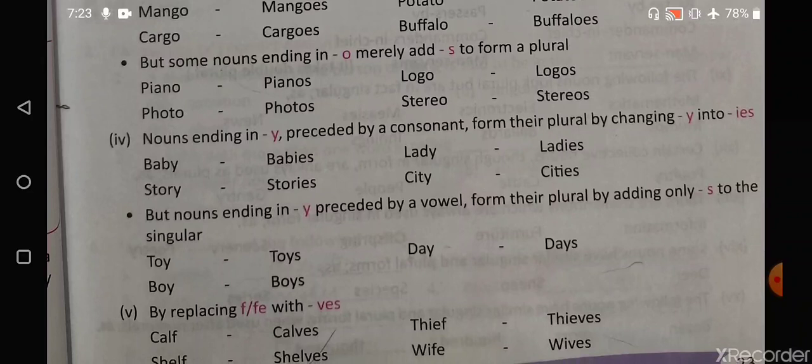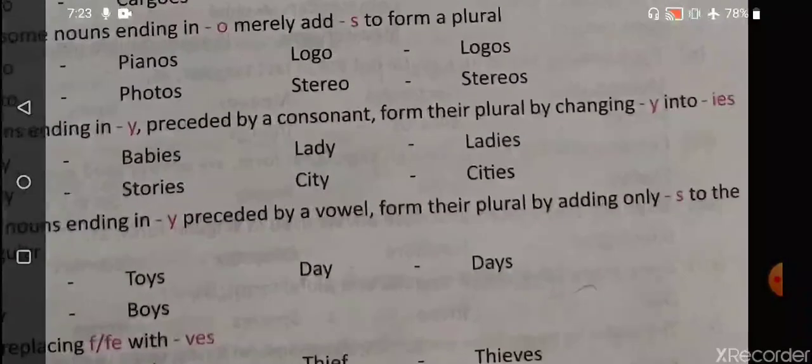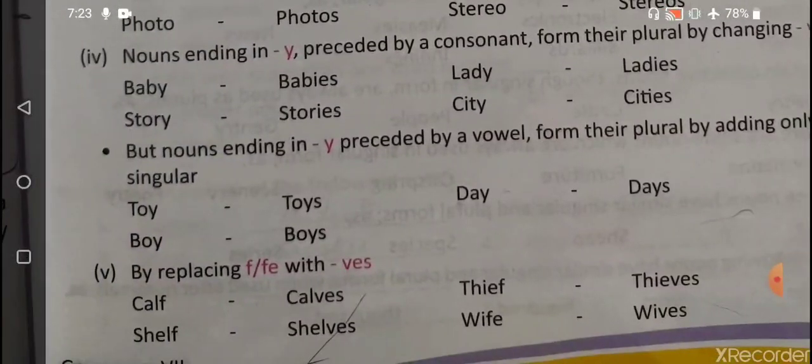Nouns ending with y change by removing y and adding ies. Baby, babies, story, stories. Or by only adding s: toy, toys, boy, boys. Or by replacing f or fe with ves. For example, calf becomes calves, shelf becomes shelves, thief becomes thieves, wife becomes wives.